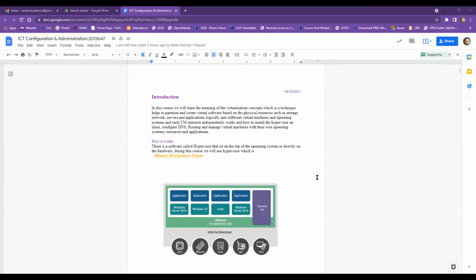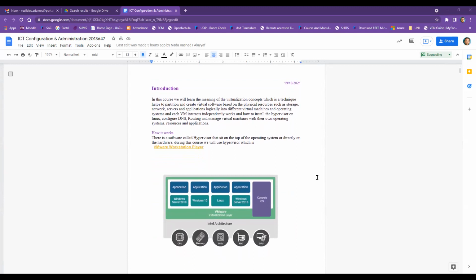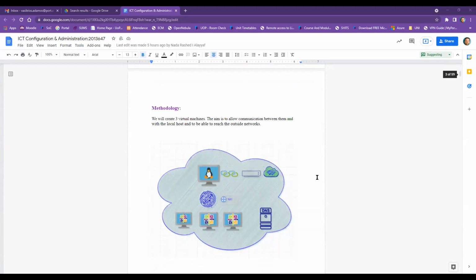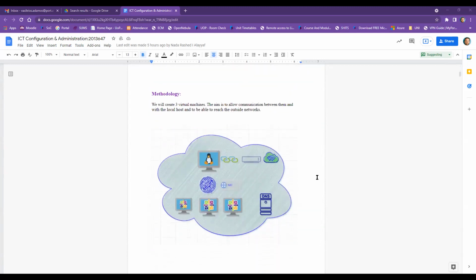Generally, an introduction would be good. You know, what we're doing for each lab sheet, or each week in the lab, if you want to be more specific. You should have some methodology, so you need to explain what you're doing.